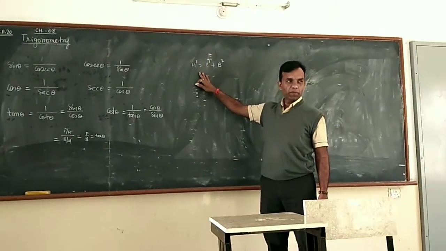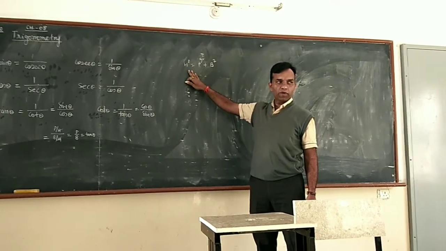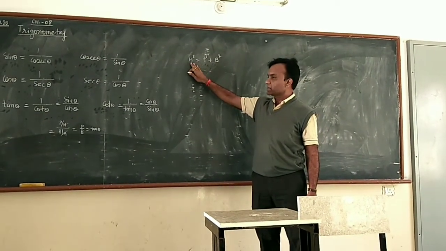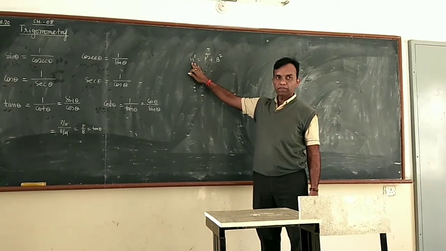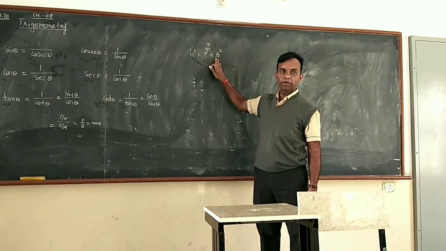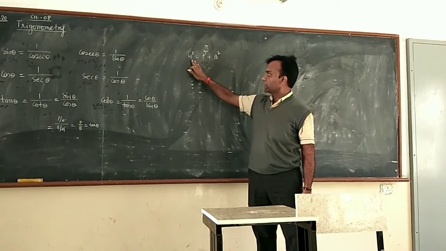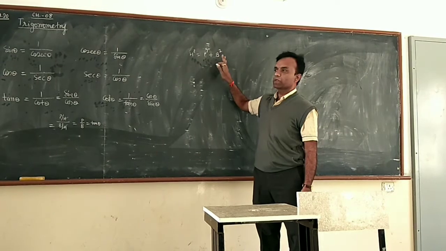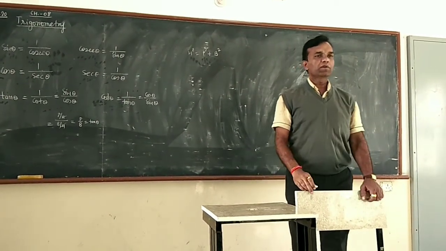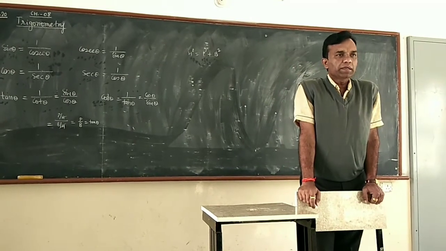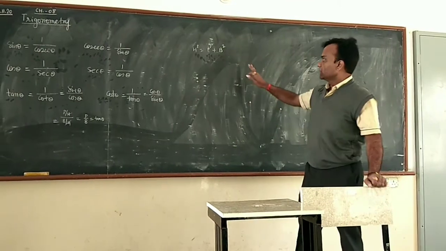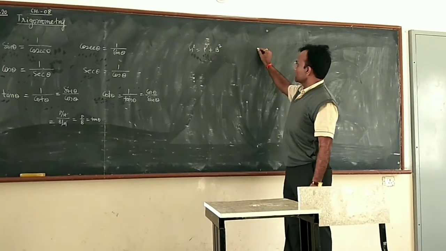Pythagoras theorem: hypotenuse square equal to perpendicular square plus base square. How many sides are here? 3 sides: hypotenuse square, perpendicular square, and base square. So h square equals p square plus b square. Here 3 sides are given, and with the help of Pythagoras theorem you form 3 identities. So for forming the identities, you write down this theorem 3 times.